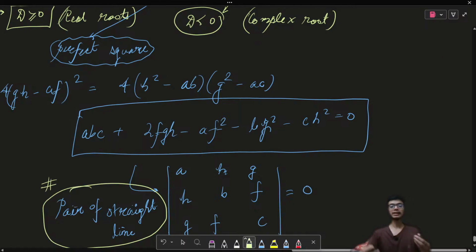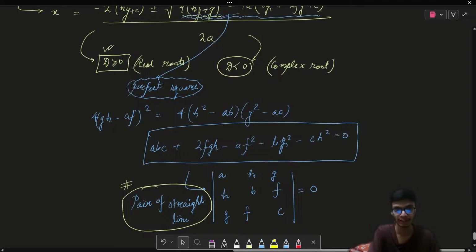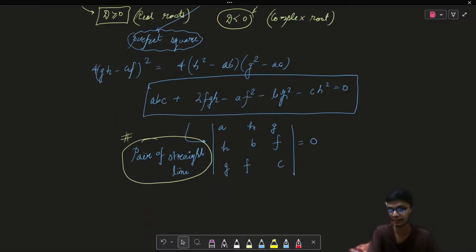So if my general conic equation is following this particular condition, then I can conclude and say that this is the following pair of straight lines. I hope this is clear to all of you. I hope this particular discussion is clear.